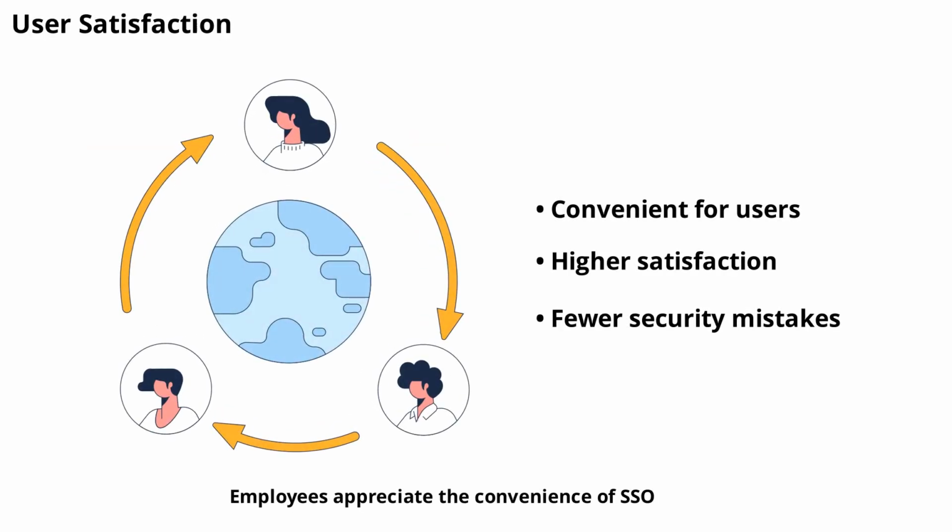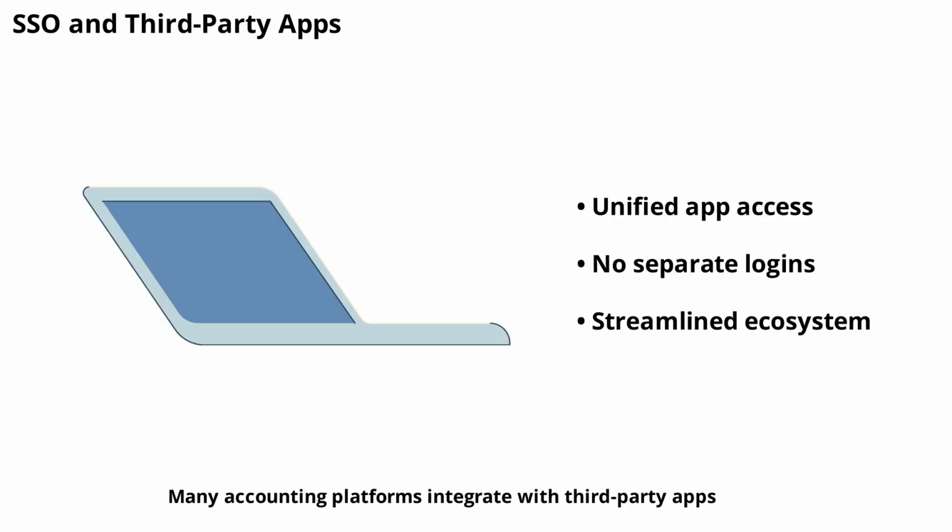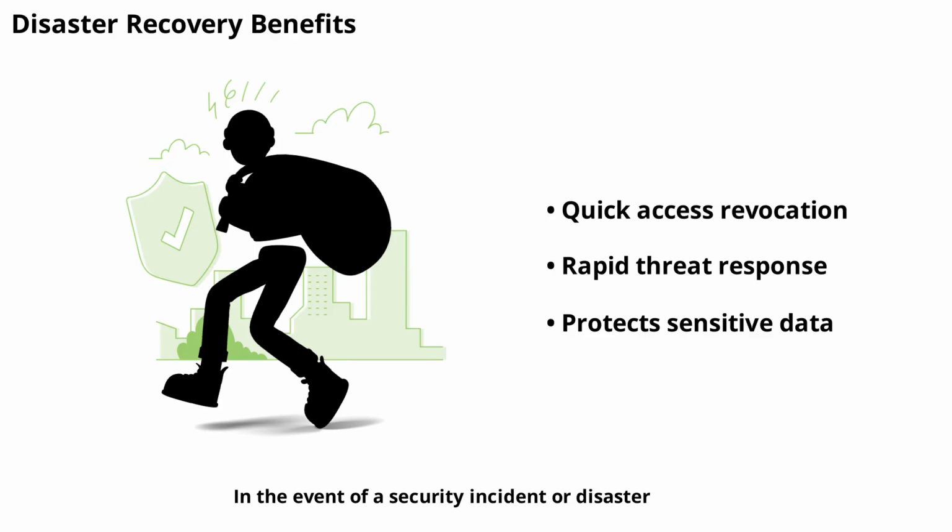Employees appreciate the convenience of SSO. With fewer passwords to remember and less time spent on login issues, user satisfaction increases. Happy employees are more productive and less likely to make mistakes that could compromise security. Many accounting platforms integrate with third-party apps for tasks like expense management or reporting. SSO ensures that users can access these connected apps without separate logins, creating a unified experience across the entire financial ecosystem. In the event of a security incident or disaster, SSO makes it easier to quickly revoke access to all systems. This rapid response capability helps organizations contain threats and protect sensitive accounting data from unauthorized access.